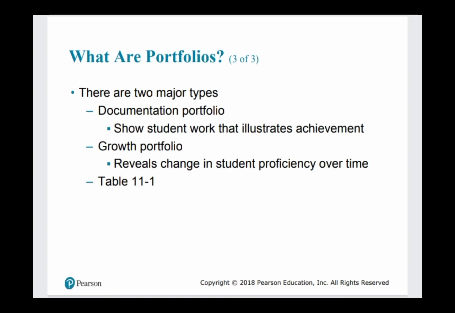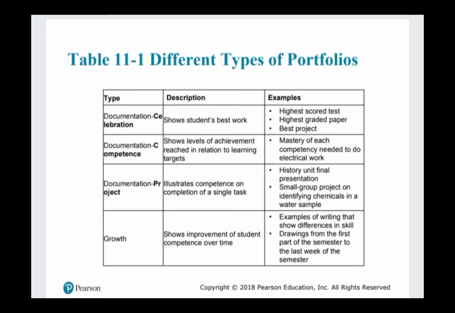There are two major types of portfolios. First is the documentation portfolio. It shows student work that illustrates achievement. Second is the growth portfolio. It reveals change in student proficiency over time. Table 11.1, different types of portfolios. As you can see, there are 3 columns, which include the type, description, and examples.